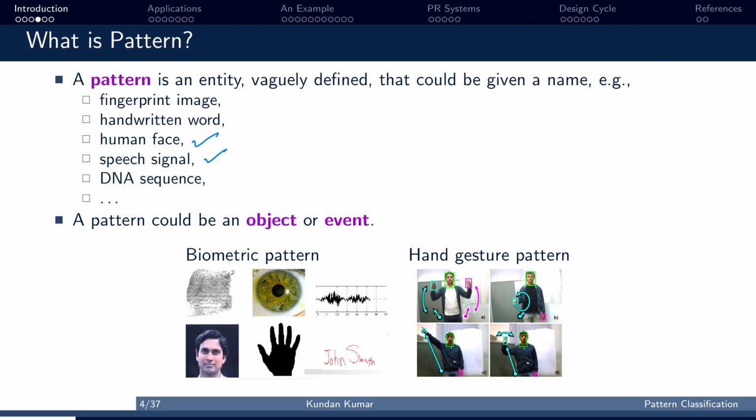Also, a pattern is not only an object. It could be an object or an event as well. So it can be biometric: face, palm, signature, speech. But if you talk about an event, then you can talk about how a person moves, how the person talks, how they walk. That is basically an event. A marriage ceremony is totally different from a birthday celebration. You can think of these two as different events. Their characteristics are different.